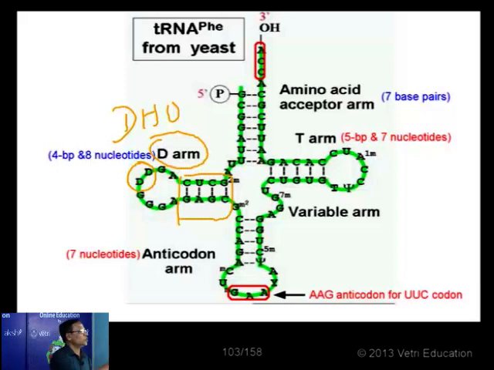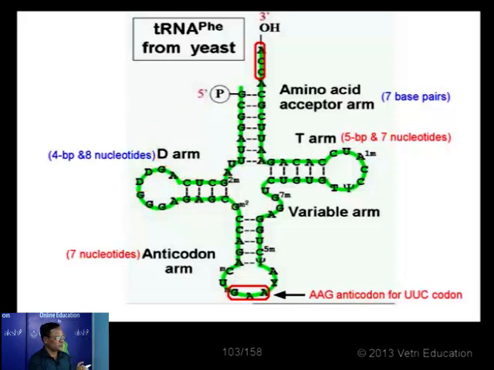Now coming to the T arm, the next one, the one which is oppositely oriented to the D arm. So it also has a stem. The stem is formed of 5 base pairs, 1, 2, 3, 4, 5. And the loop is formed of 7 bases. Sorry, not base pairs, 7 bases or 7 nucleotides.